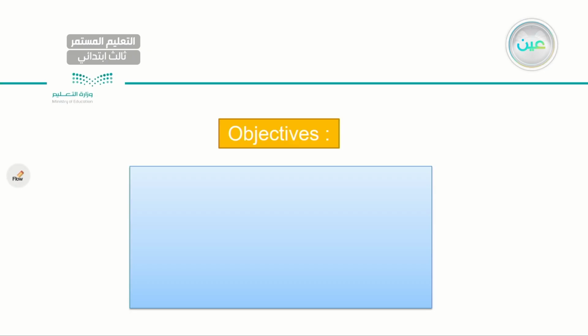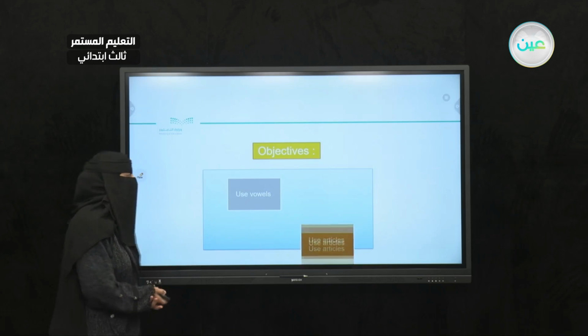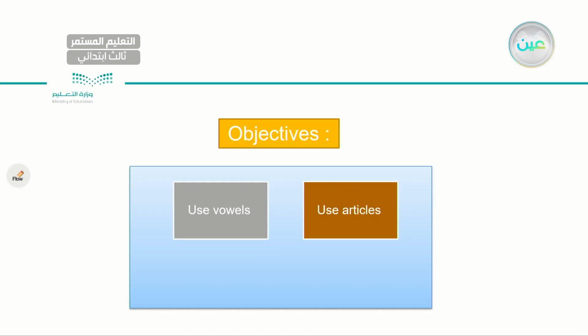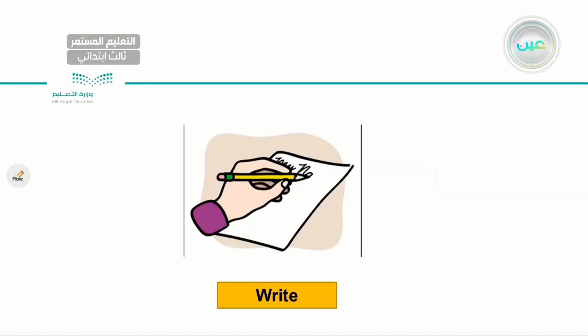So let's start. Bismillah. By the end of the lesson, we will use the vowels correctly, and we will be differentiating between vowels and consonants. Also, we will learn how to use the articles correctly. And of course, as usual, we'll be having a lot of exercises. In this lesson, we will be writing.